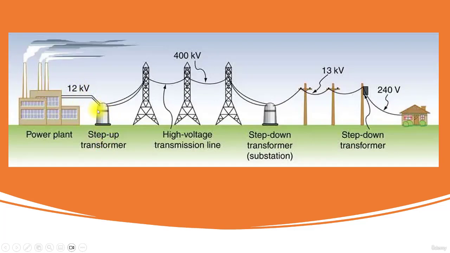Then we have a step up transformer, and then you can see we have a 400 kV line, which is called a transmission line. Then we have a step down transformer, then we have a 13 kV distribution medium voltage level, and then we have low voltage levels, connected to these houses to supply the power. So this is how a modern power system looks like.